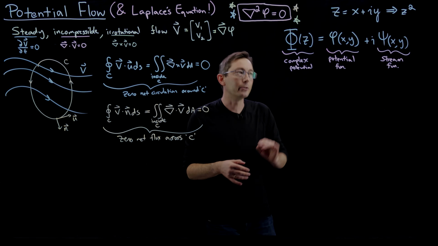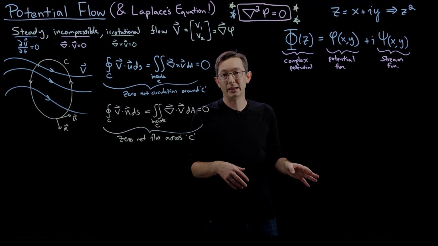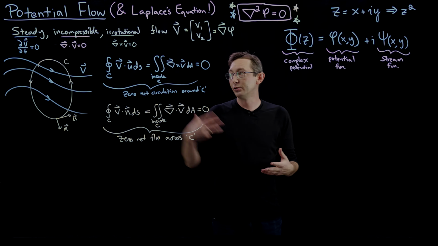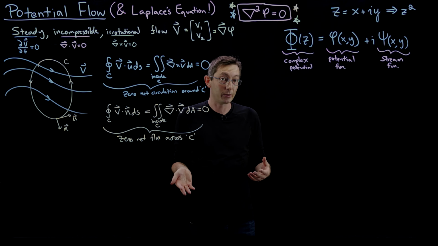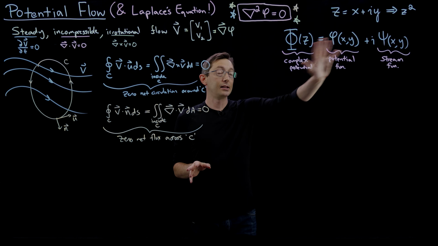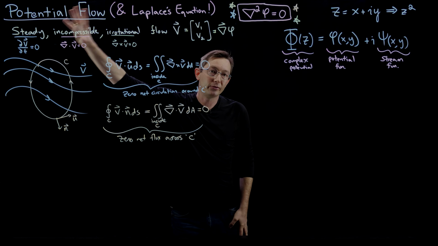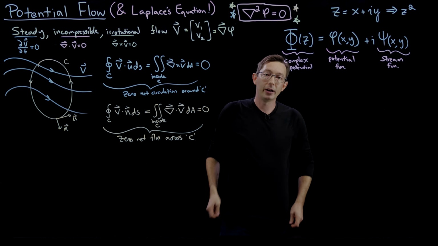Okay, now what I want to do is actually give you some examples of a potential flow and show you, kind of draw the vector field, analyze the potential flow, show that it's incompressible and irrotational for some of these complex potentials. Okay, so we've talked about what potential flow is, how it relates to Laplace's equation.